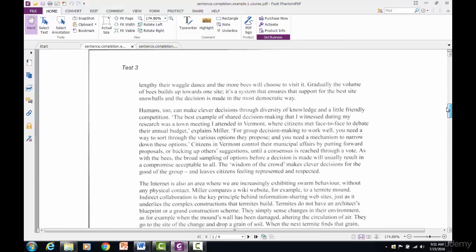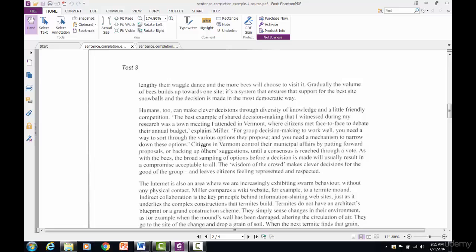Oh, okay. I see it. Here we go. Citizens in Vermont, right here. It's in the first full paragraph on this page. Citizens in Vermont. All right, so let's read what it says.